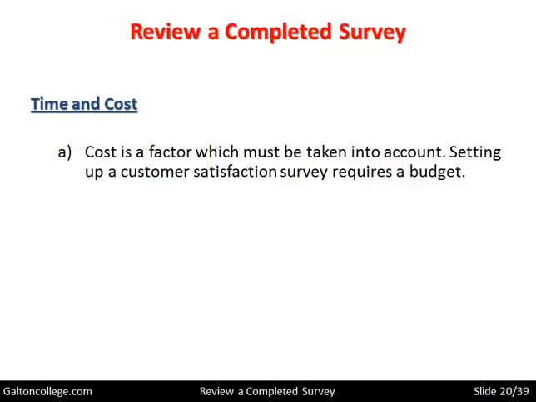Cost is a factor which must be taken into account also. Setting up a customer satisfaction survey requires a budget. How much will be spent on the customer satisfaction survey? What's the budget? And clearly the scope of the survey will be conditional upon the budget. If the budget is large, there'll be a more extensive survey. If it's a small budget, a smaller survey.